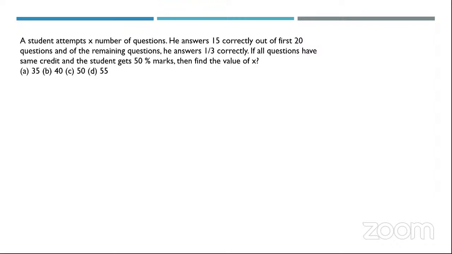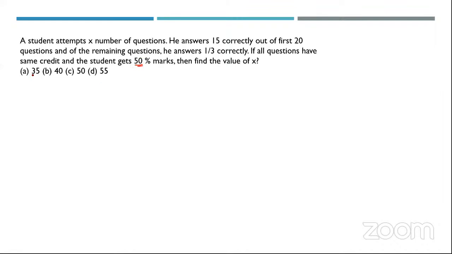A student attempts X number of questions. He answers 15 correctly out of the first 20 questions. And of the remaining questions, he answers 1/3 correctly. If all questions have the same marks and the student gets 50% marks, then find the value of X.